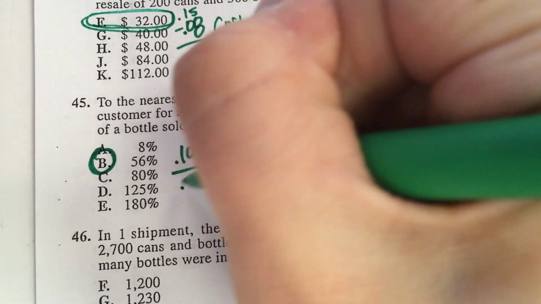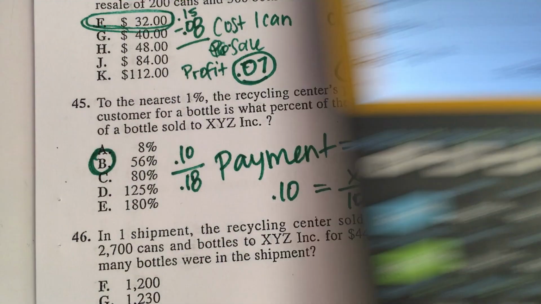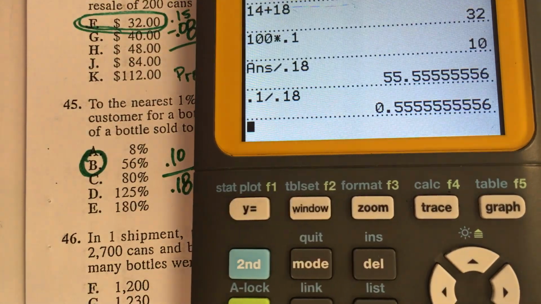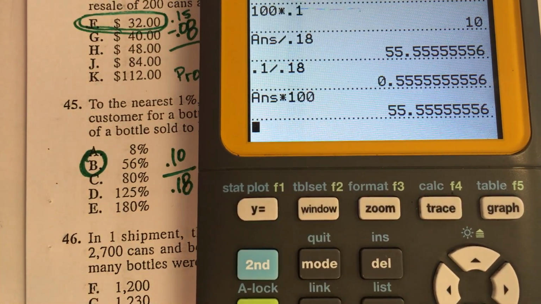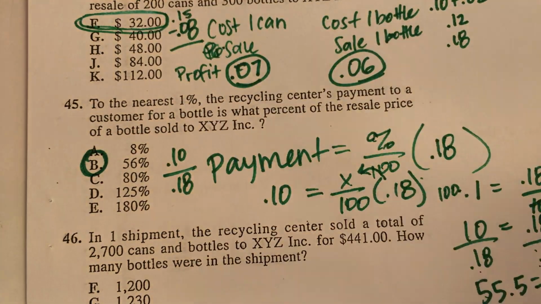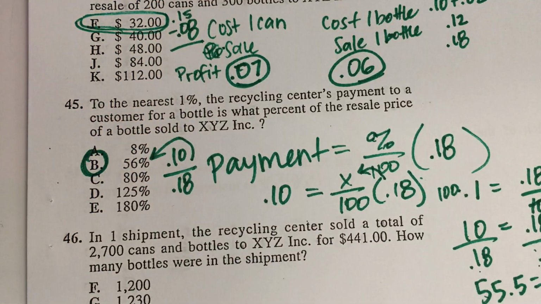Another way we could do this is we could just do 0.10 out of a total of 0.18, which would just be 0.1 divided by 0.18. We get this number, which times 100 is 55. That's probably a way easier way of doing it, now that I think about it. Sorry, team. So that'd be your faster way to do that.